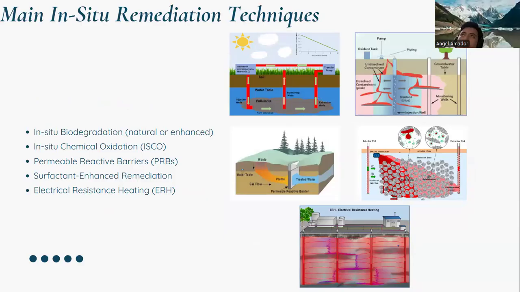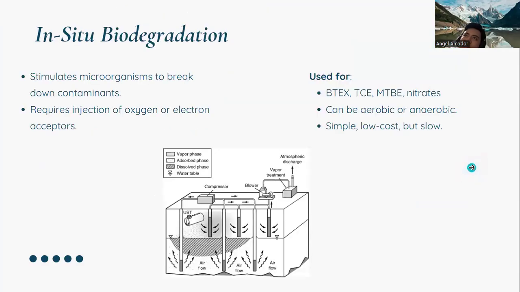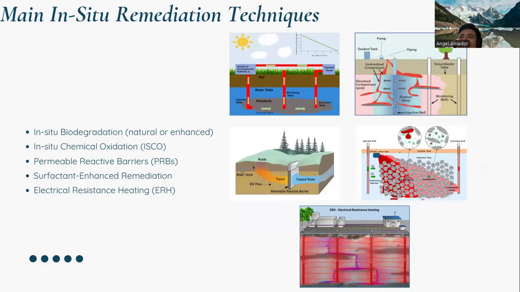Now that we have introduced the concept of in-situ remediation, let's take a look at the main techniques used in practice. These are five common types. The first is in-situ biodegradation. The second is in-situ chemical oxidation. The third is permeable reactive barriers, or PRBs, then surfactant enhanced remediation, and finally, electrical resistance heating, known as ERH. Each of these techniques is designed for specific contaminants and site conditions.